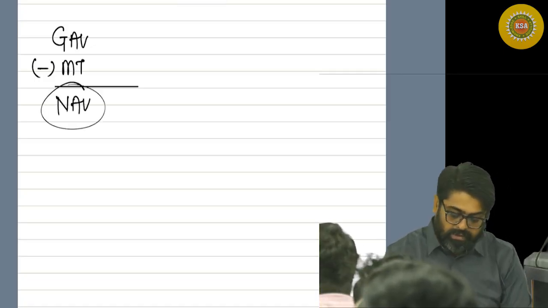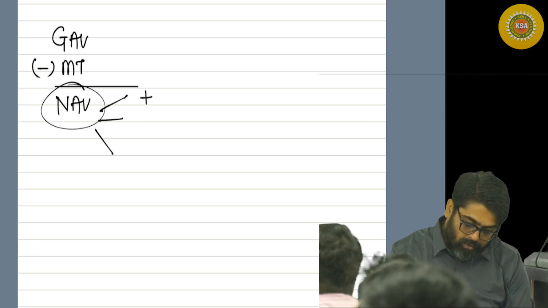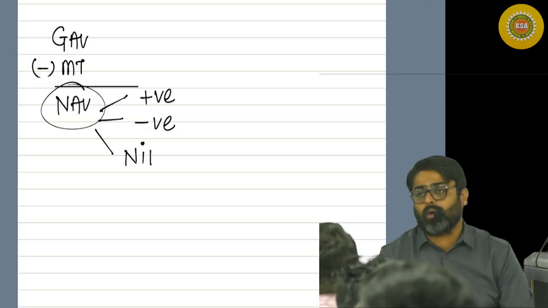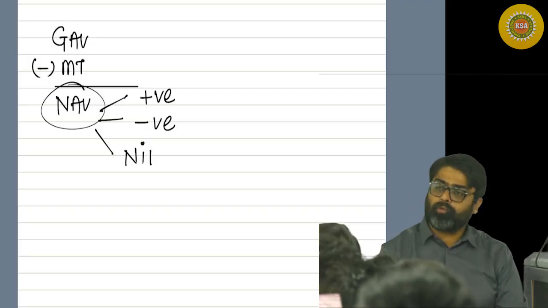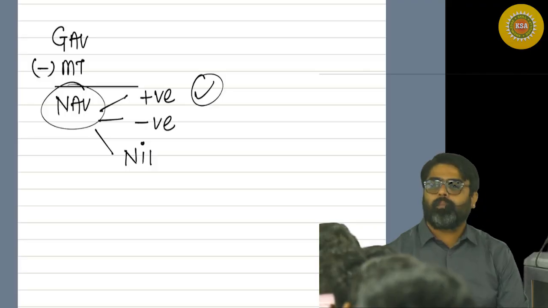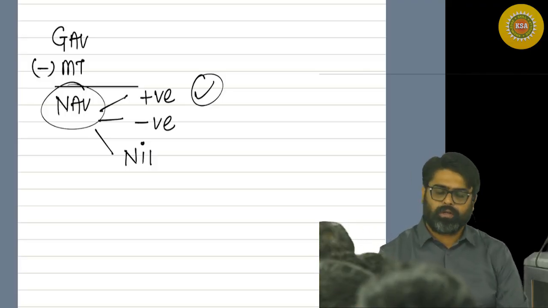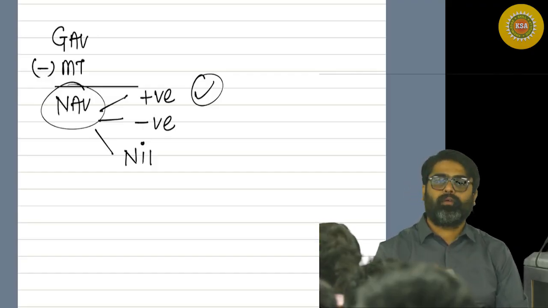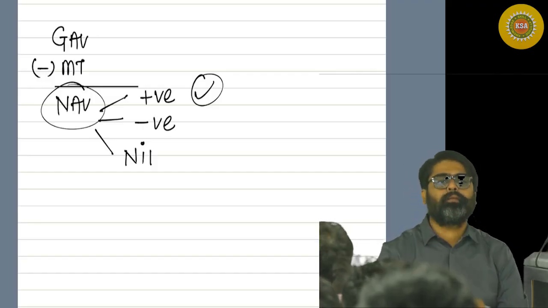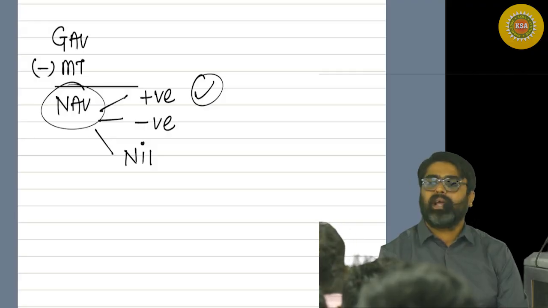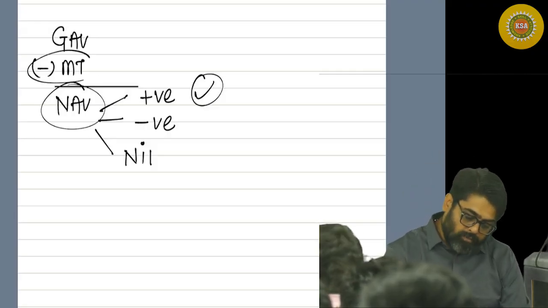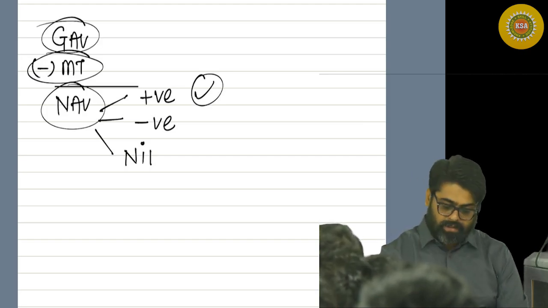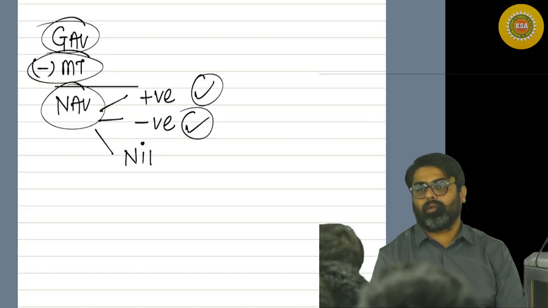will be NAV. My question is, can NAV be positive or not? Can NAV be negative or not? Can NAV be nil or not? Can your NAV be positive? Yes, in many of the cases it will be positive. Majority of the cases it will be positive. But can your NAV be negative or nil? Can you have a negative NAV or a nil NAV? The answer is yes. If the amount of municipal tax deduction is more than your GAV, then your NAV can be negative also. Yes or no?